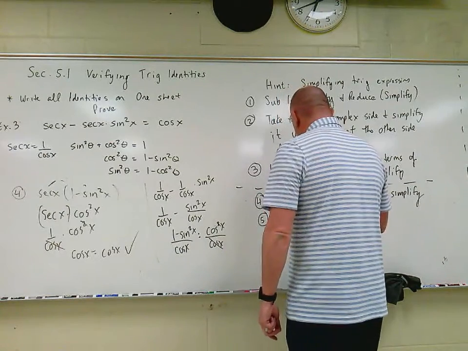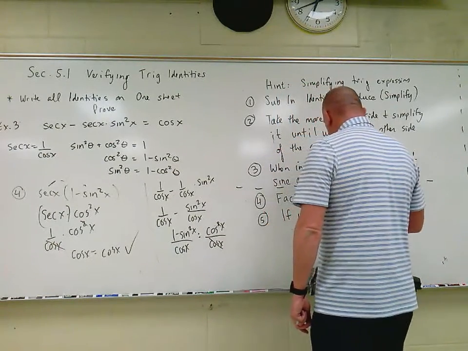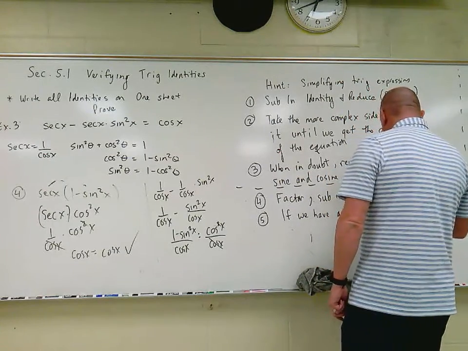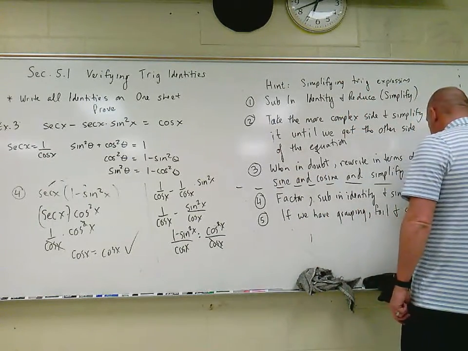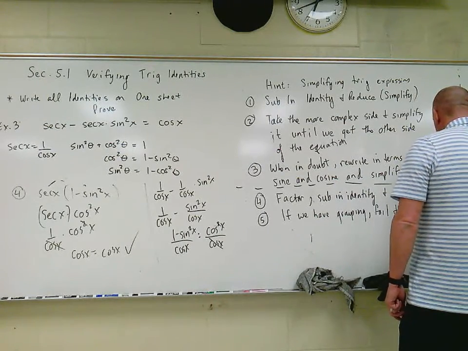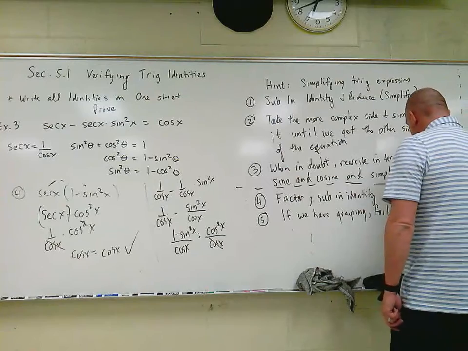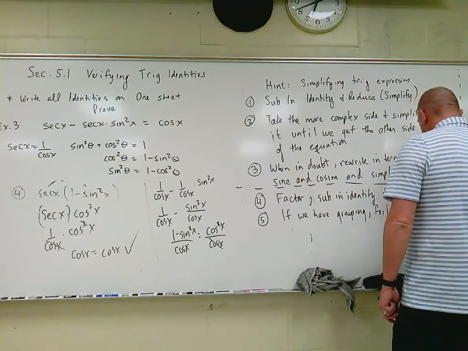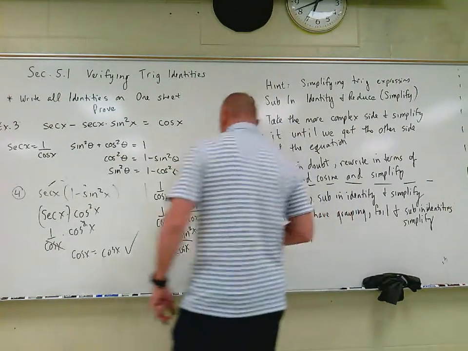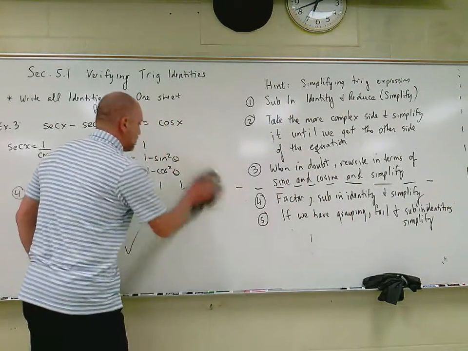So there you go. Now my last hint for this type. If we have grouping, I look to FOIL and sub in identities and simplify. All right, so I'll give you one here that I think might fit that criteria, okay?